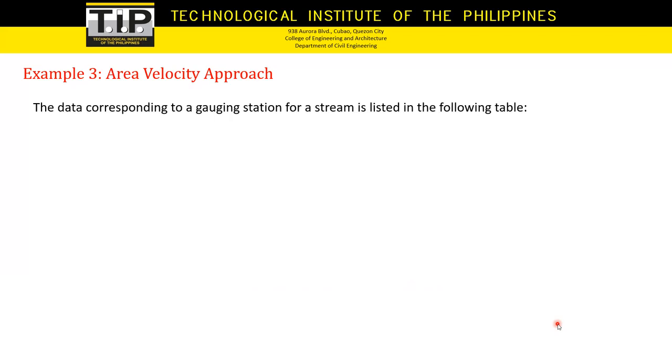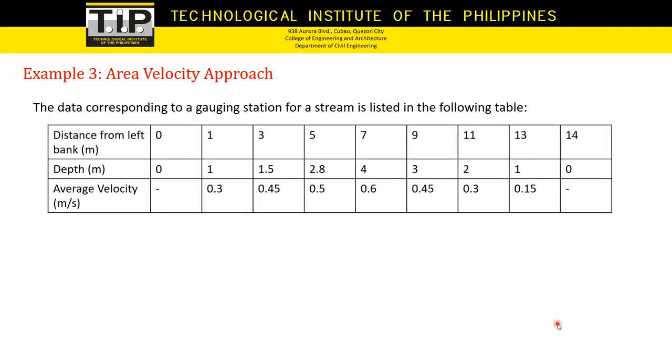Okay, next is the area velocity approach. So we're given the data corresponding to a gauging station for a stream. So binigyan tayo ng distance from the left bank and the corresponding depth of the channel and the corresponding average velocity. So ang pinapahanap ngayon is ano yung magiging discharge sa stream. Okay? So ito medyo mas marami ang data points, so ibig sabihin nito medyo accurate din yung magiging sagot natin on a discharge.